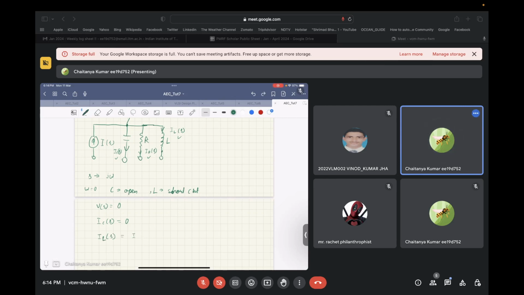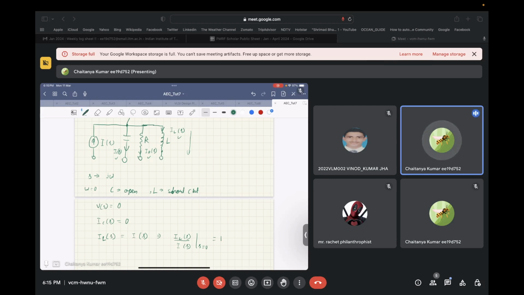Sorry, I(s), and that basically gives I_L(s) by I(s). That is the transfer function from input current to the inductor current, at s equal to 0 it is equal to 1. Okay, so at low frequency, the only quantity that will be non-zero is the inductor current.